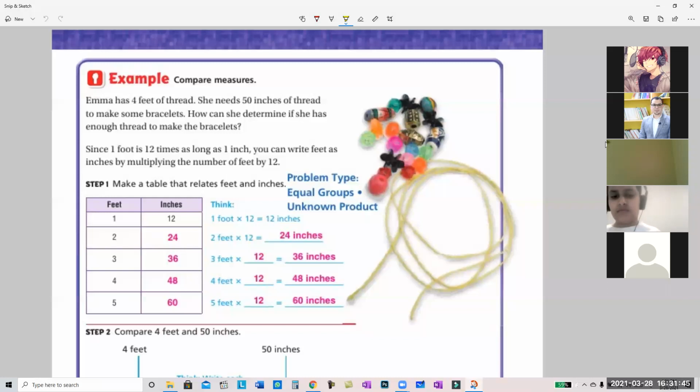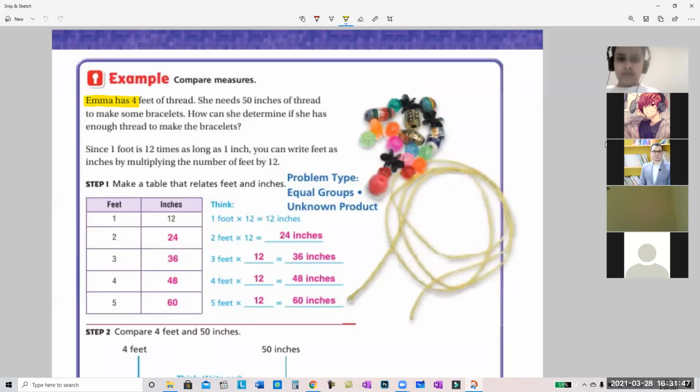Emma has 4 feet of thread. She needs 50 inches of thread to make some bracelets. How can she determine if she has enough thread to make the bracelets?